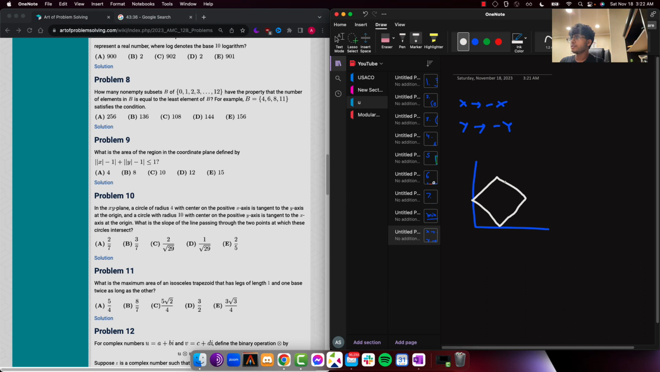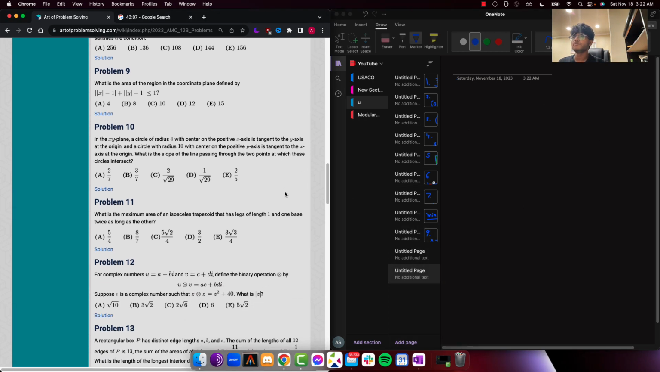So this is 1, 1. This is 2 times 2, which is 4, divided by 2 is 2, so this is area 2, and then we flip it into all 4 quadrants, so that's 8, B. Oh, and this is problem number 9.